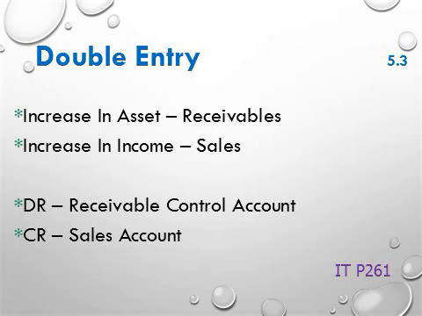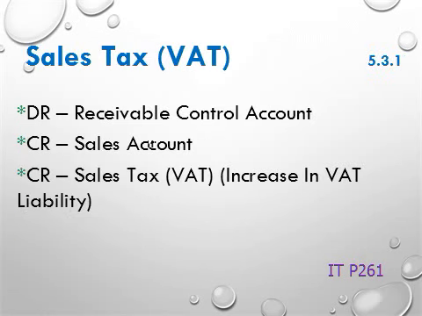So the double entry of recording a credit sale will be as follows: debit, receivable control account; credit, sales account. When there is sales tax, VAT, involved in the sale, the double entry is as follows: debit, receivable control account; credit, sales account; credit, sales tax, VAT, because the VAT liability is increasing.